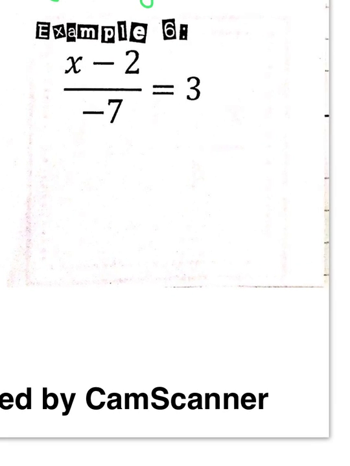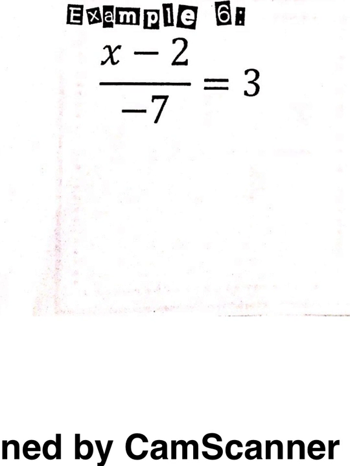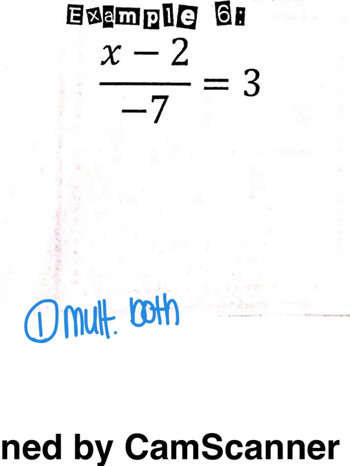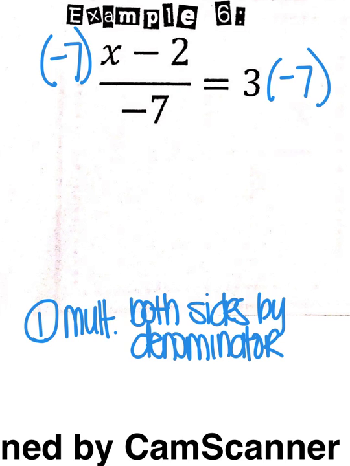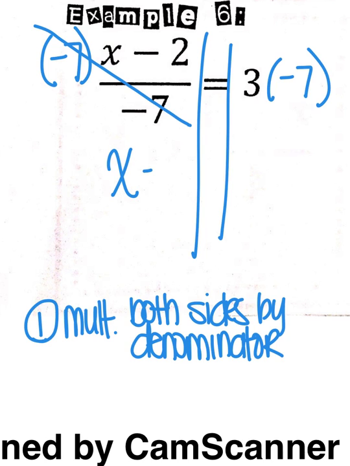All right, let's look at this one. This one is the same thing. We just have now incorporated a negative, so you just have to be careful about that. So our step 1 is still the same. Multiply both sides by the denominator. Okay, so we're going to multiply this side by negative 7. Multiply this side by negative 7. Cancels. I'm left with x minus 2 equals negative 21.